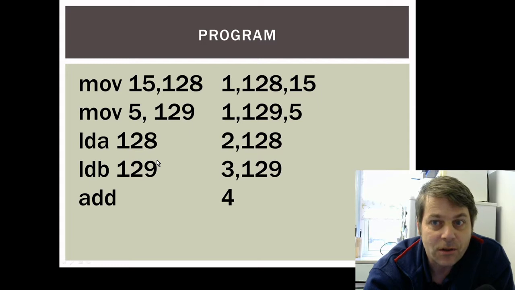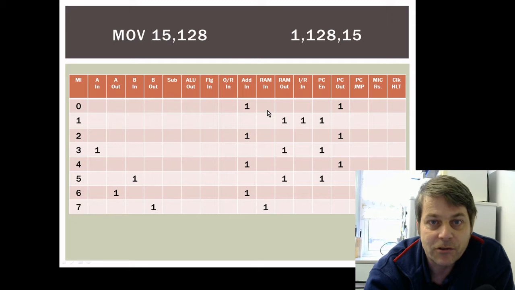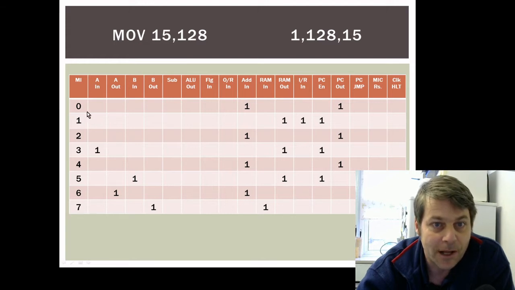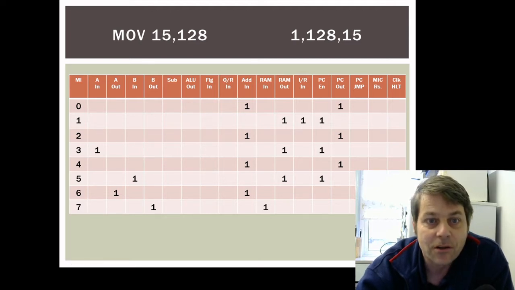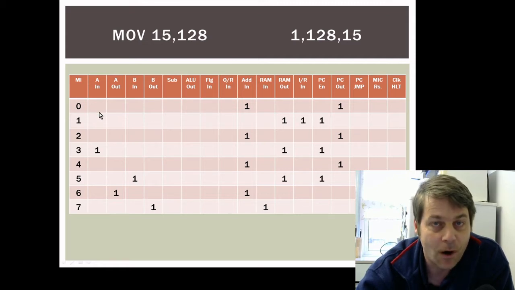So if we take a look at how we will execute this program, our first instruction, move 15 to 128, this is a control table for the move command. So here we have the micro instructions, and here we have the control table that we want to execute. So the first 2 commands is the fetch cycle of the fetch execute cycle. So the first 2 micro instructions are always the same for whatever command we're running.